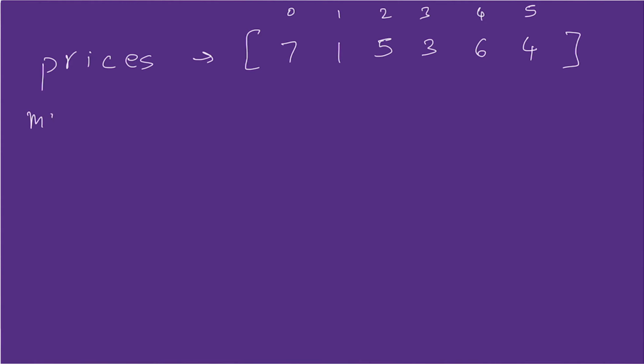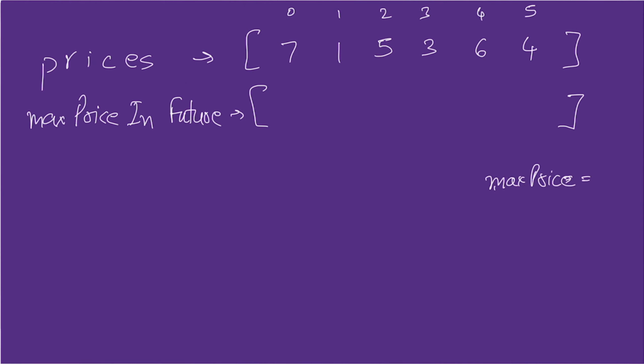So let's call it max price in future, which will be the same length array, but this time we start from the end. We can have a variable that tracks the max price we have seen so far. So let's call it max price, and we can initialize it to 0, let's say, because the price cannot be negative, but this could be any low number, including negative values.